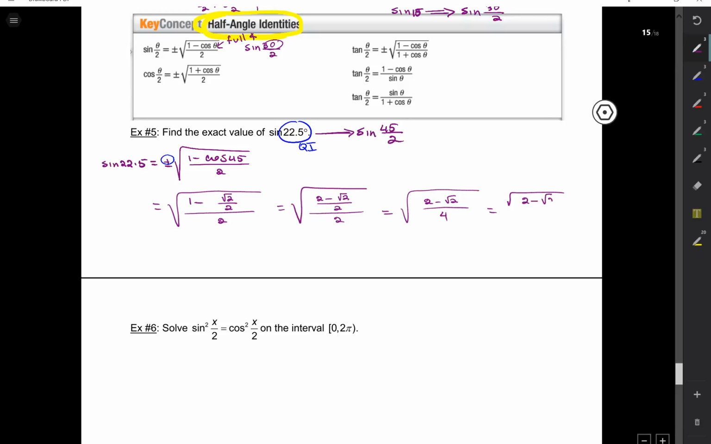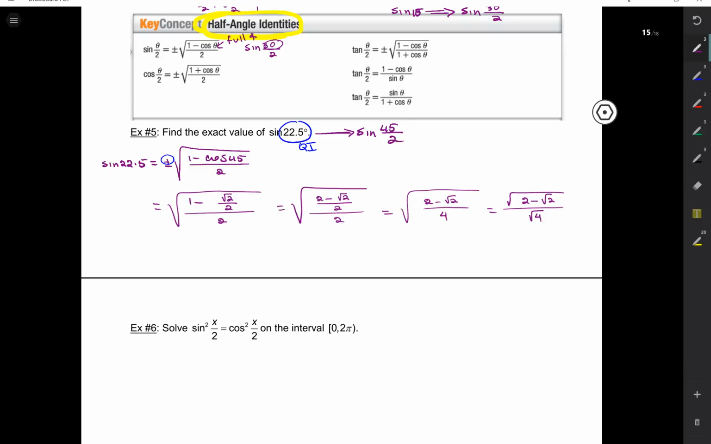Now we separate the roots, right? The square root of the numerator, the square root of the denominator.